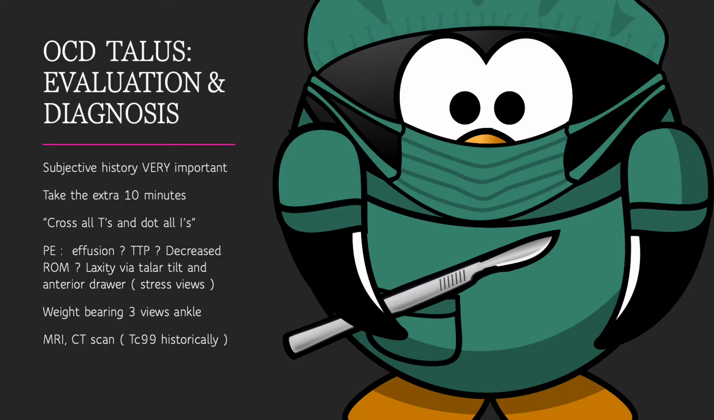And this is why it becomes exceedingly important to take a thorough history from the patient. We don't want to treat lesions that are non-progressive and asymptomatic just because a patient states they have pain in the ankle and an MRI suggests they have a lesion. So cross all your T's and dot all your I's. Of course, we want to perform a good detailed physical exam as well and note whether there's any effusion, where the ankle is tender, is there decreased range of motion, is there laxity.